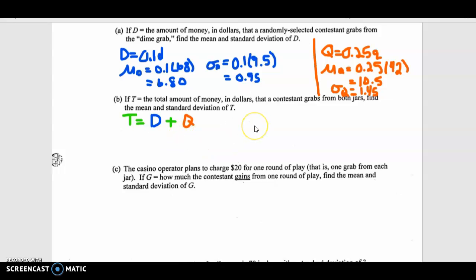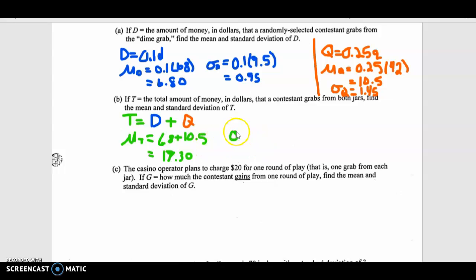This is combining random variables. So when you combine random variables to get your new mean, you just add your old means. So I'm going to stick with green here, but the new mean of T is going to be the mean of the dimes, which was 6.80, plus the mean of the quarters, which was 10.50. And that gives you a mean of 17.30. That's a 7. I'm writing with my fingers.